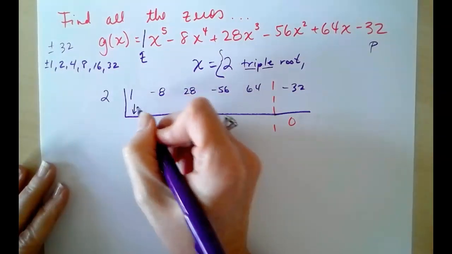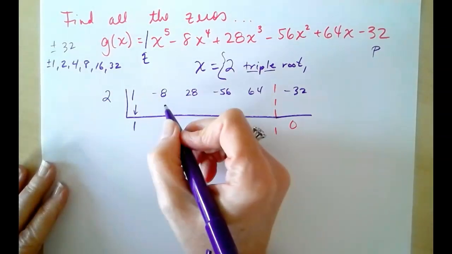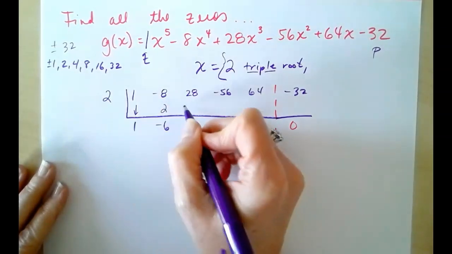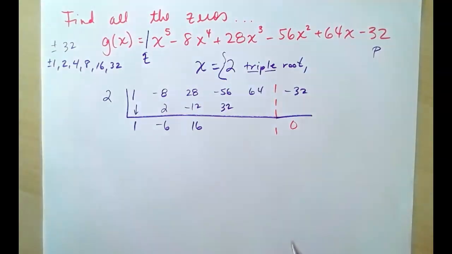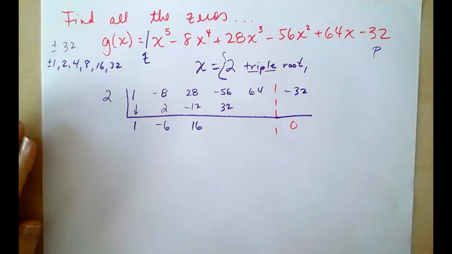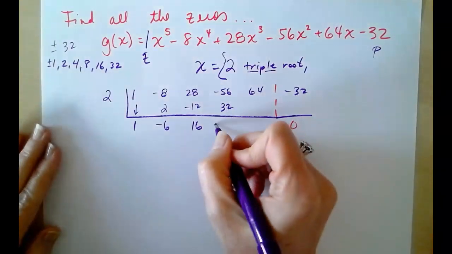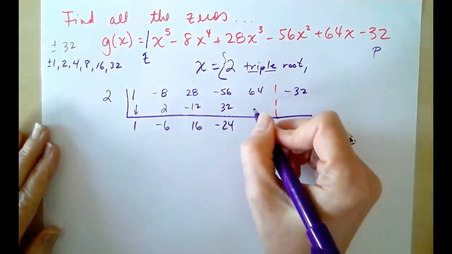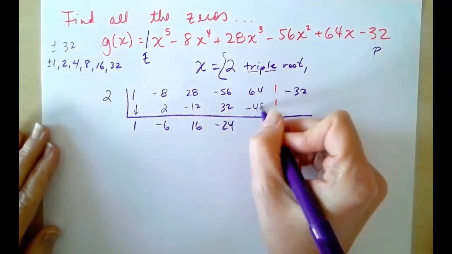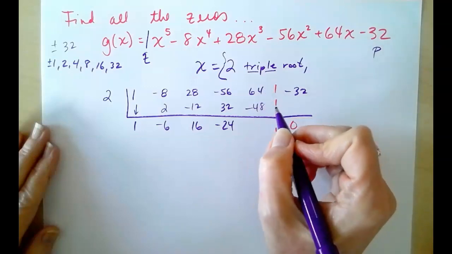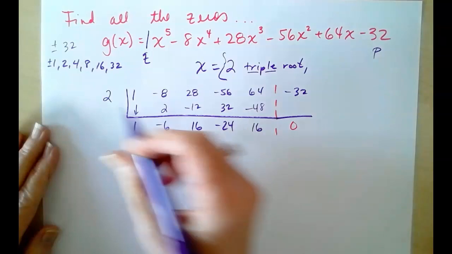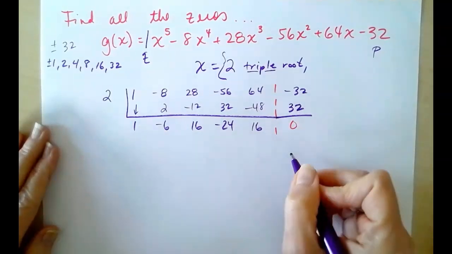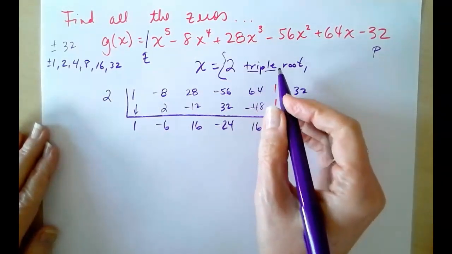So here goes. Bring down the 1. 2 times 1 is 2. Negative 6. Negative 12. 16. 32. Negative 56 plus 32. 56 minus 32. That's 24. Negative 24. 2 times negative 24 is negative 48. 64 minus 48 is 16, and 2 times 16 is 32. There's our 0. Remember, triple root.